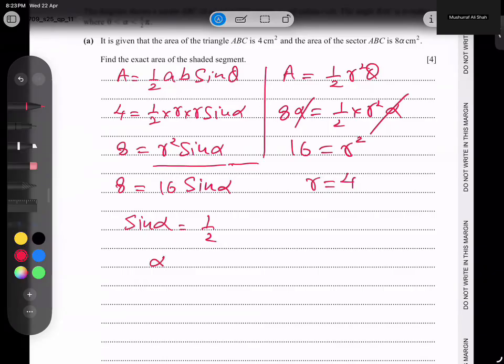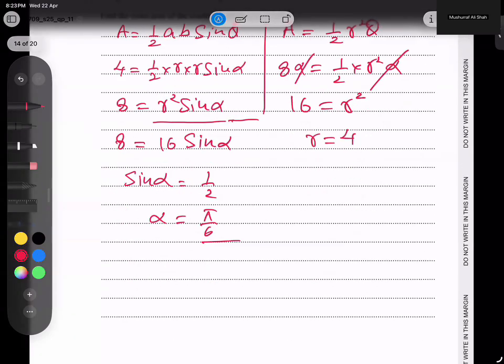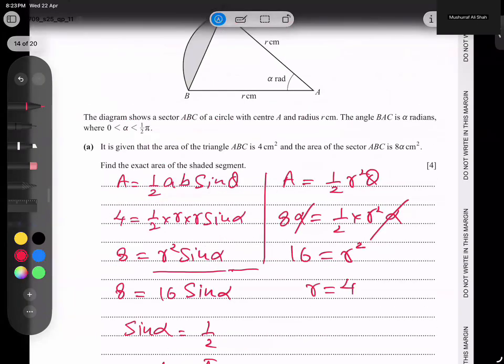And alpha is giving us half, it is coming 30 degrees, or pi by 6. So we got this alpha, and now what is the next part asking for? Segment area. How do we get the segment area, students? Segment area is sector area minus triangle area.